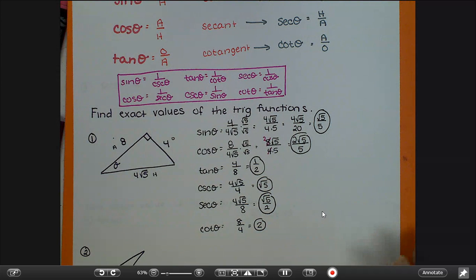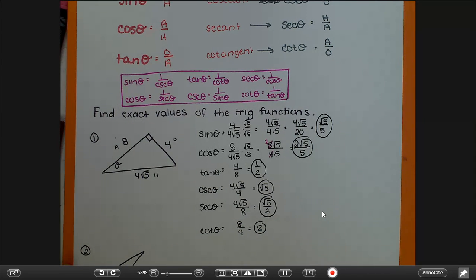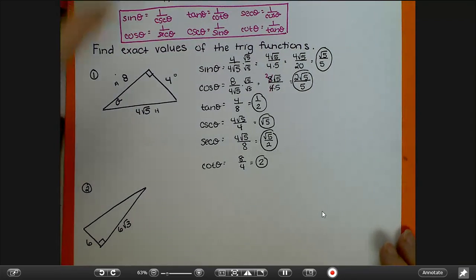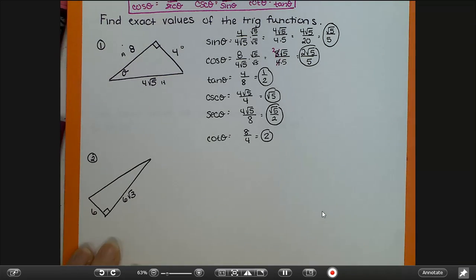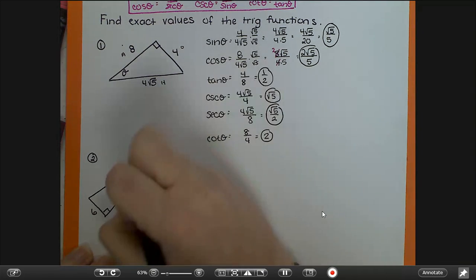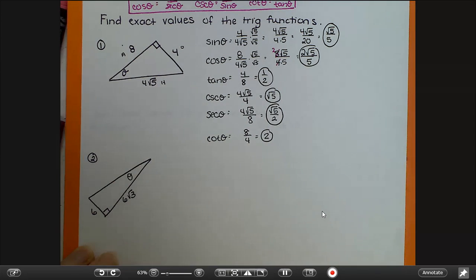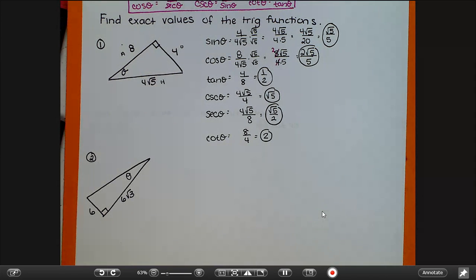All right, so you can see these are reciprocal identities, and that is all you have to do when we want to find the exact value. Now, sometimes they're going to leave out some information. Oops, I didn't even say what theta is, so let me stick theta over here. We have to know what the angle is in order to continue, so that's that.